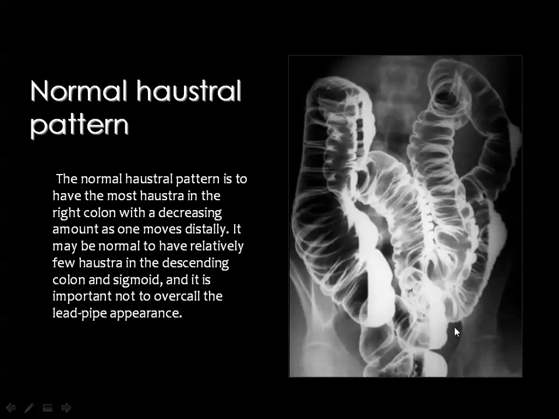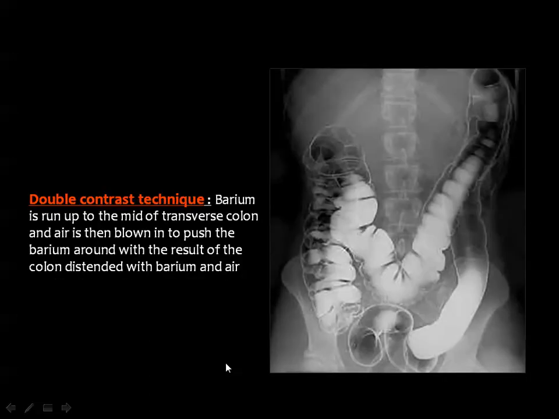And here you can see considerable distension of the colon with air and adequate delineation of the colonic segments by barium at the same time, enabling the radiologist to see mucosal lesions together with filling defects as well as strictures. And this is the normal appearance of the double contrast barium enema, showing the descending colon, the transverse colon, and the ascending colon as well.